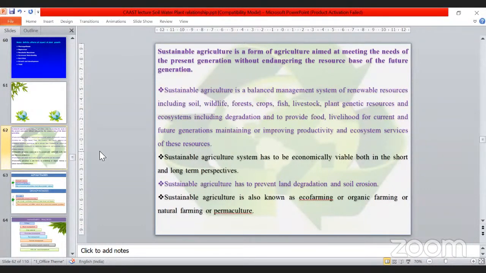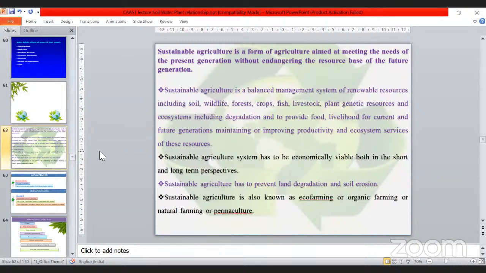So sustainable agriculture has to prevent long-term land degradation and soil erosion, because soil erosion largely affects your soil moisture availability, SPAC, and all these things. Because if the soil is not there, there are no pores, no water holding capacity, no transpiration, nothing. So no growth, nothing will happen. Nothing can live on this system.